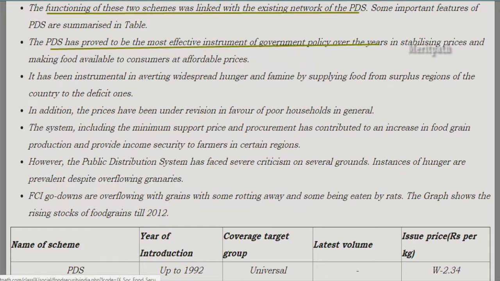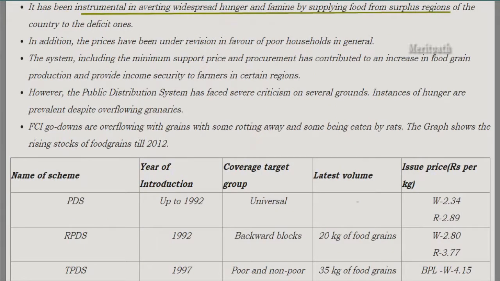So this public distribution system proved to be a most effective instrument of government policy over the years and it stabilized the prices and made food available to the consumers at an affordable price. This has been instrumental in averting widespread hunger and famine by supplying food from the surplus regions of the country to the deficit regions. Prices have been under revision in favor of the poor households in general.